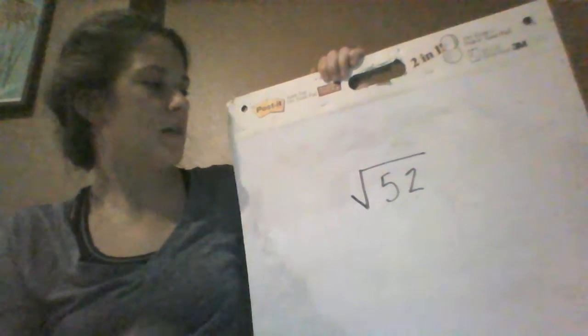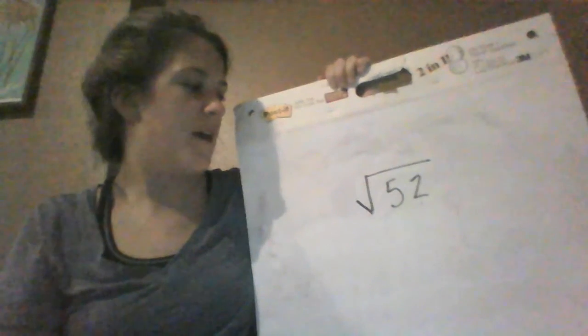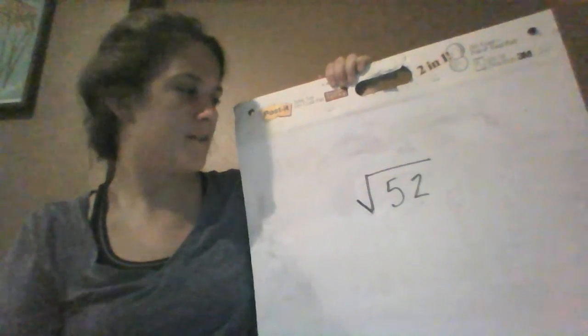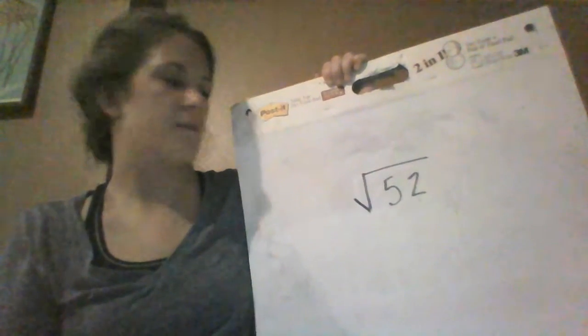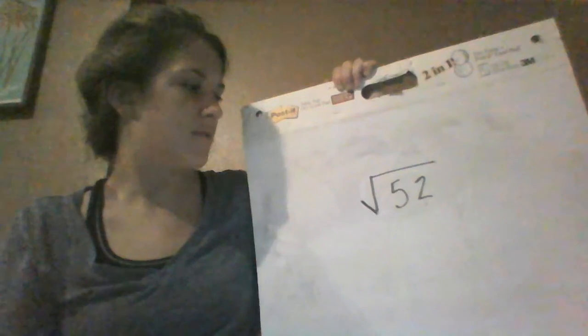So, we're going to review square roots again today. We're going to start off finding between what two whole numbers these square roots fall, and then we'll move on from there, getting more precise with our answers. So the first one is, what's the square root of 52? And I just want to know, between what two whole numbers does this fall?